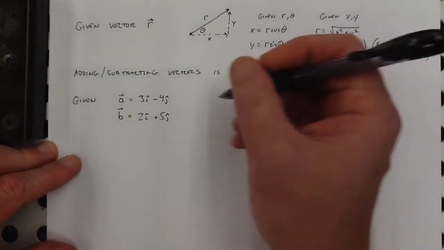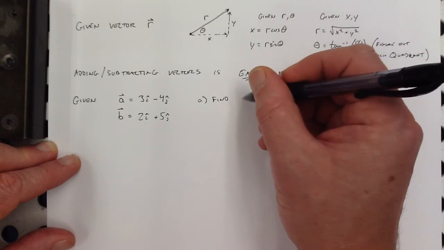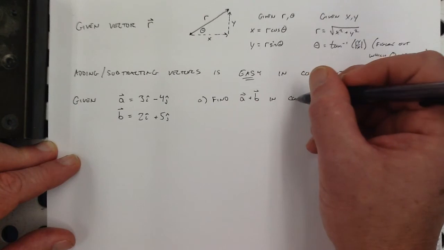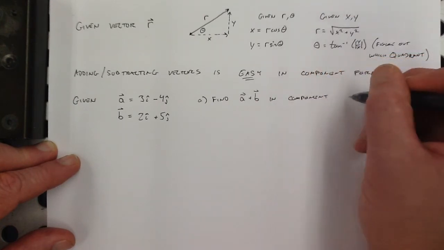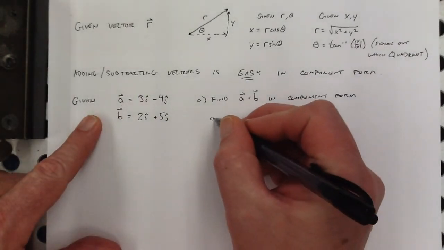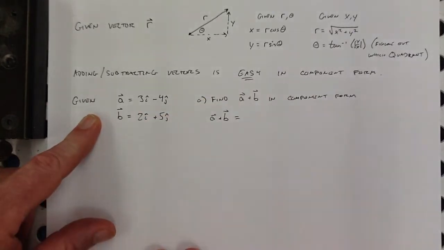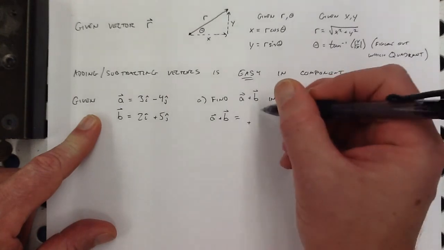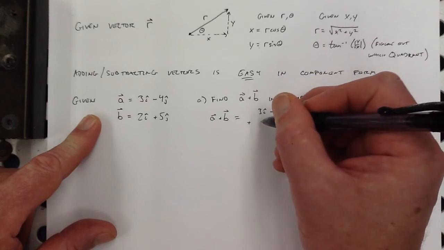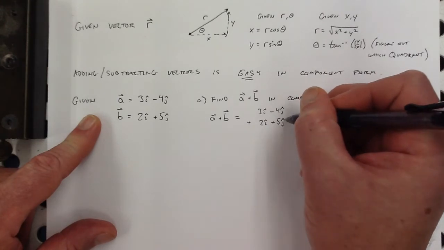So given those two vectors, find A plus B in component form. Let's do that first. So A plus B is this plus this. I like to stack them up so you can just see what goes with what. It's kind of like putting together like terms, right? And here the i's go with the i's and the j's go with the j's.